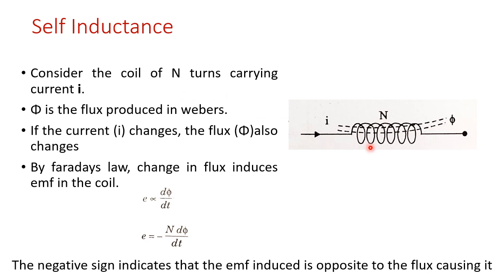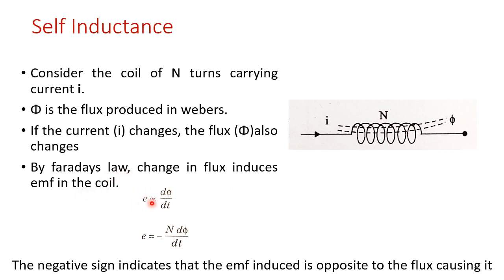Consider a coil of N turns, which also carries the current I. Flux phi is the flux produced, in Webers. So the current carrying conductor produces its own flux. If the current I changes, the flux also changes. If it is a sinusoidal supply, then the current will vary with respect to time, and at the same time the flux will also vary. So by Faraday's law, change in flux induces EMF in the coil.